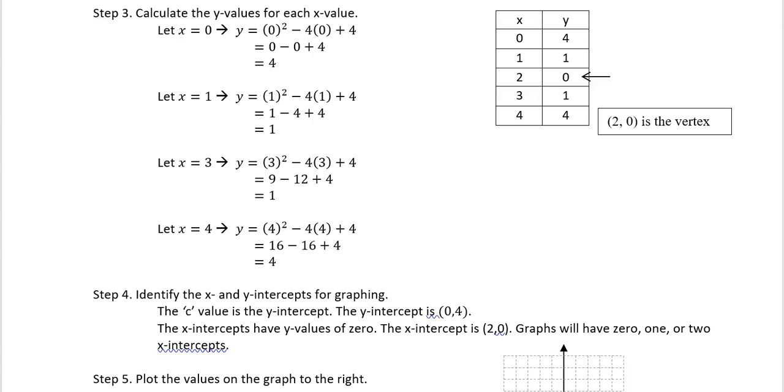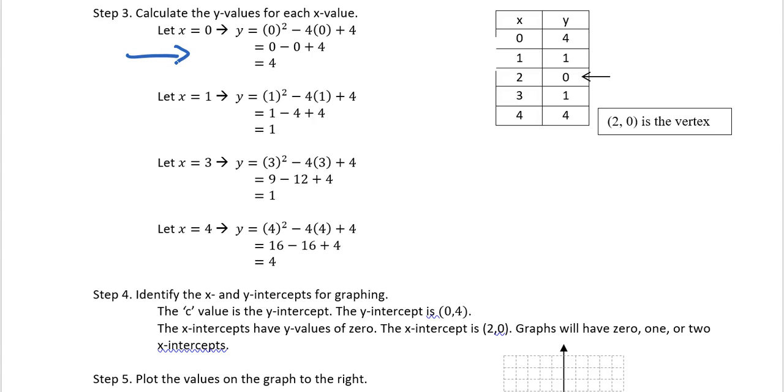Once you have your x values in the table, then it's a matter of following arithmetic. I put the x value of 0 into my function, and you'll see where I put the blue arrow that I changed it. Instead of writing f of x, I just changed it to y. So I'm saying y equals 0 squared minus 4 times 0 plus 4. That's coming from the equation. I carry out my arithmetic, and I got 4. So over in my table of values, I now know that I have the point (0, 4).